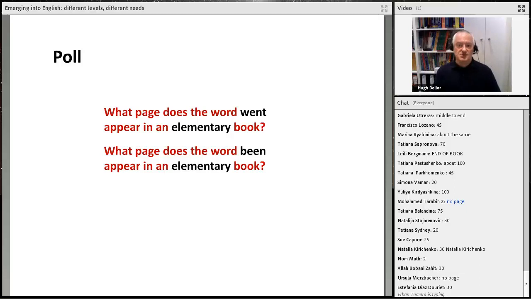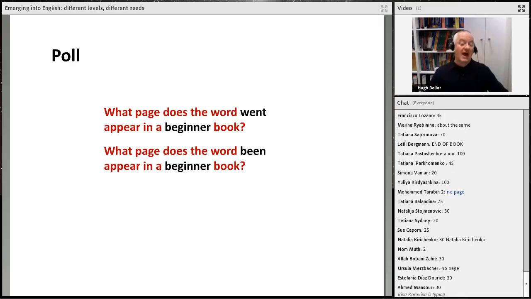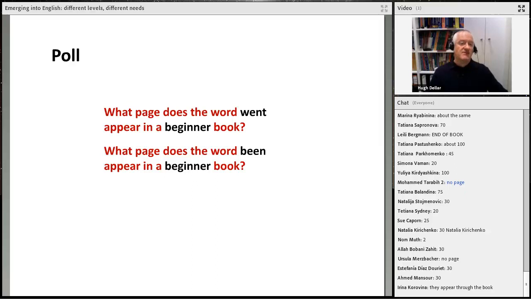Andrew and myself are sort of coursebook nerds, and we spend a lot of time going through books, checking statistics, finding out how frequent things are, finding out where things appear. And you may be surprised to know that in a beginner level book, the word went, on average, in most books, appears on page 72. Given that most beginner books are quite short, that's basically right near the end of the book. And as some of you guessed, the word been doesn't appear at all in a beginner book.